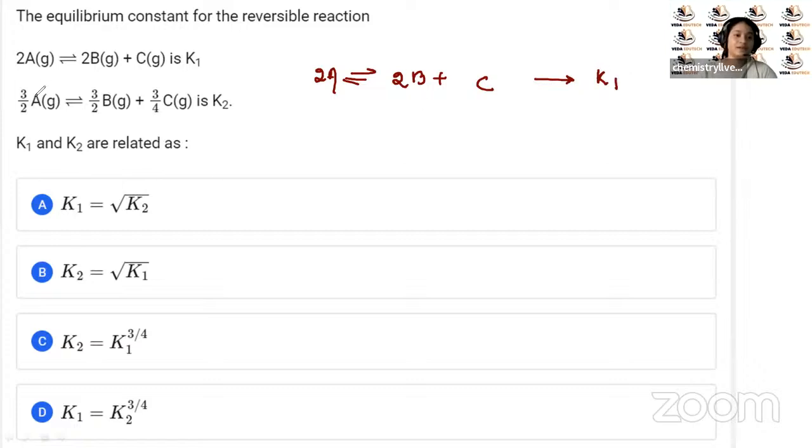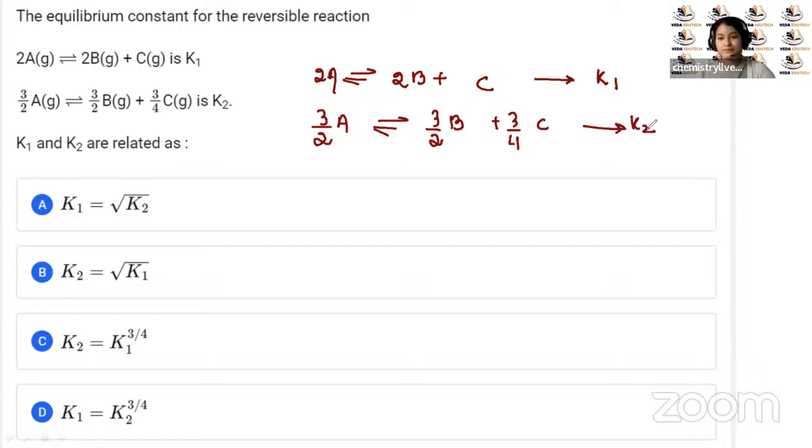Yes. Now, for the second reaction, it is 3 by 2A ⇌ 3 by 2B. This is given to us as K2. Yes. So we can see all of them are in gaseous state, so that's not an issue. Now it is asked how K1 and K2 are related to each other.